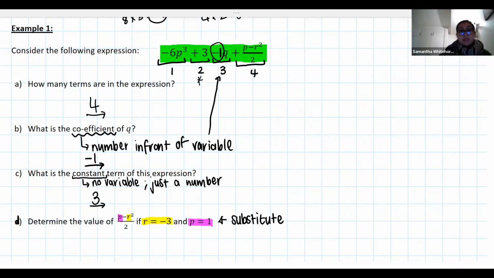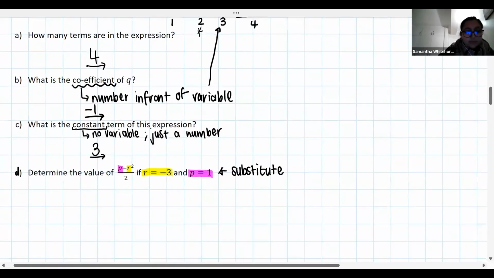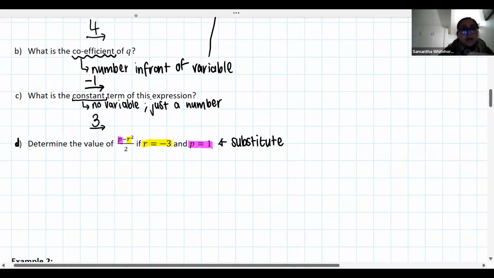Alrighty, so I'm going to do this one. Don't know why I chose to use those words, but anyways.